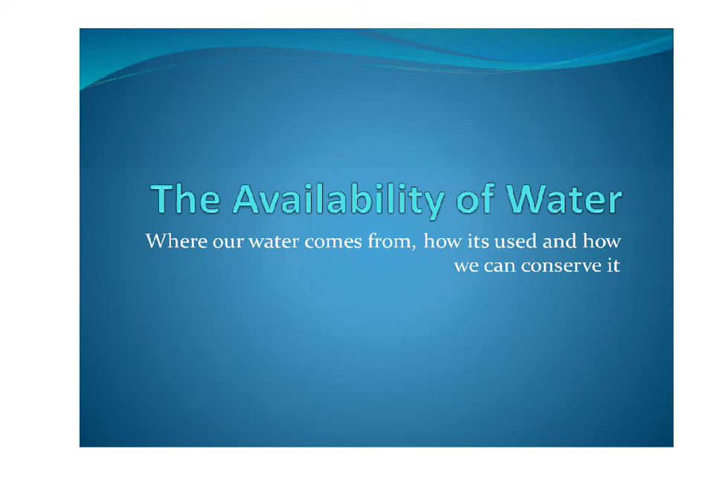So we've talked about the oceans and the importance of oceans in terms of Earth systems. We're going to focus in on water right now and talk about the availability of water, where it is, how we use it as humans, and what we can do to conserve it.